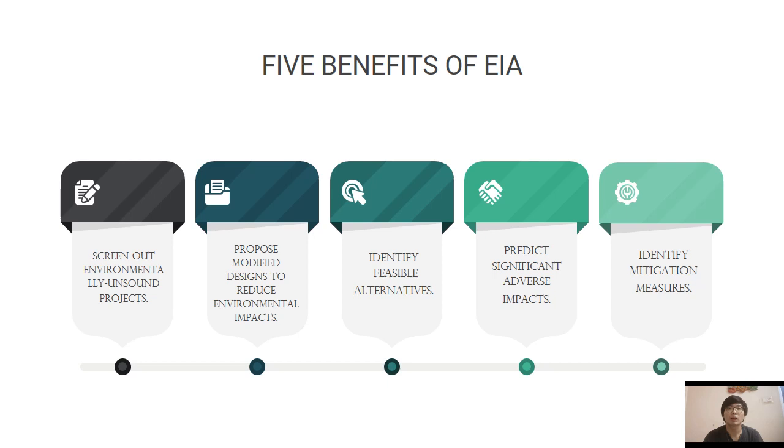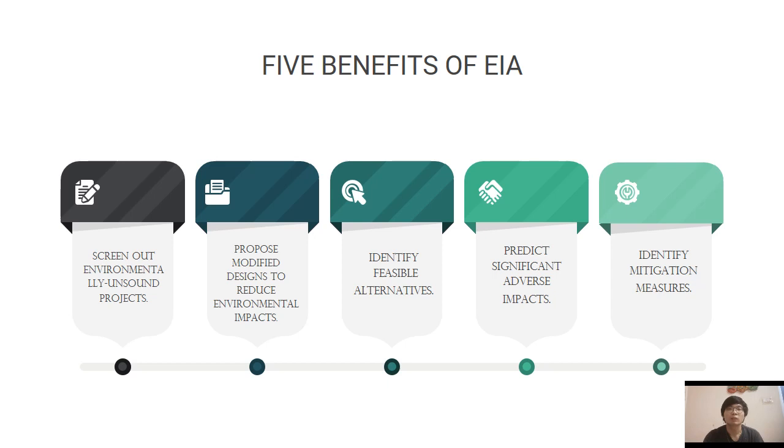The second benefit of EIA is to modify the project design to reduce the environment impact. Projects that have an adverse impact on the environment will be required to modify their project design again. Third, EIA can also identify feasible alternatives. After determining the impact of the project on the surrounding environment, EIA can help the project manager choose the best solution, because the EIA report includes the possible impacts that may happen to the environment and also their solutions.